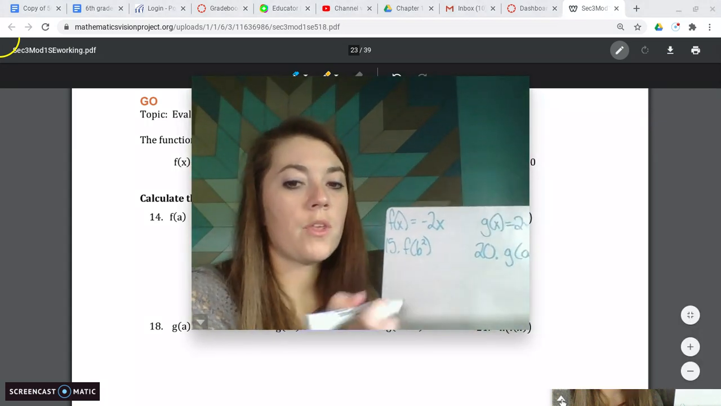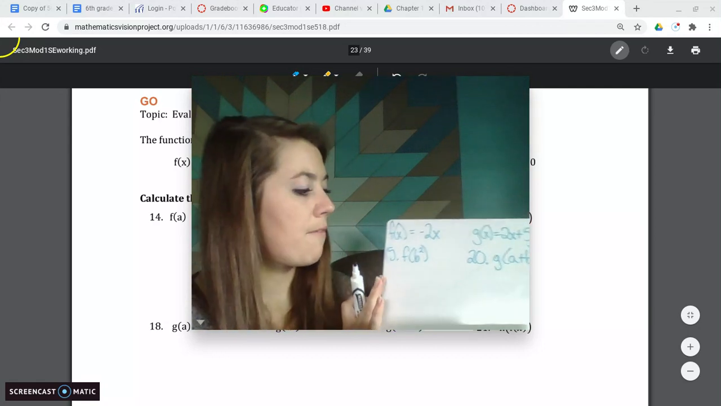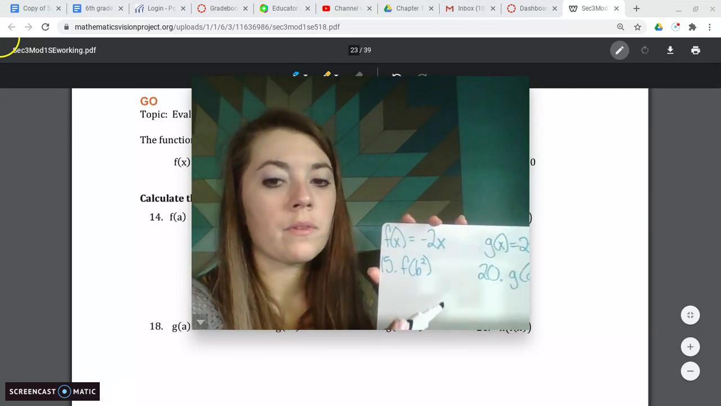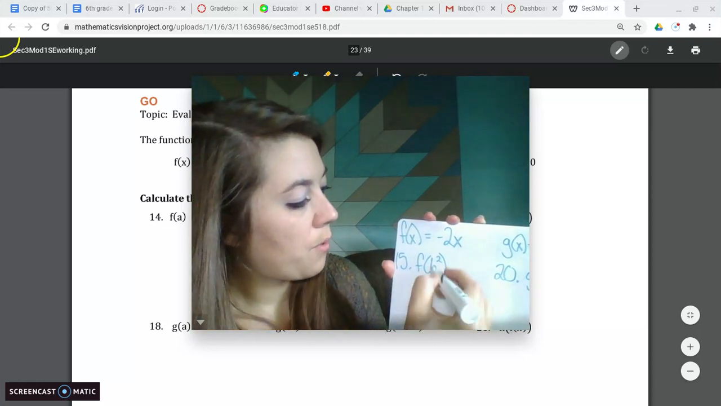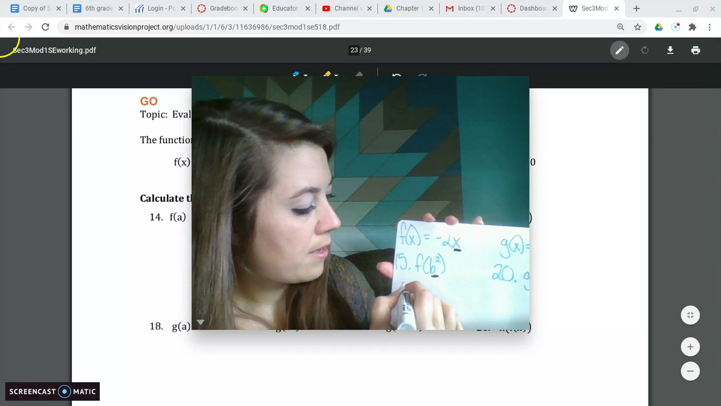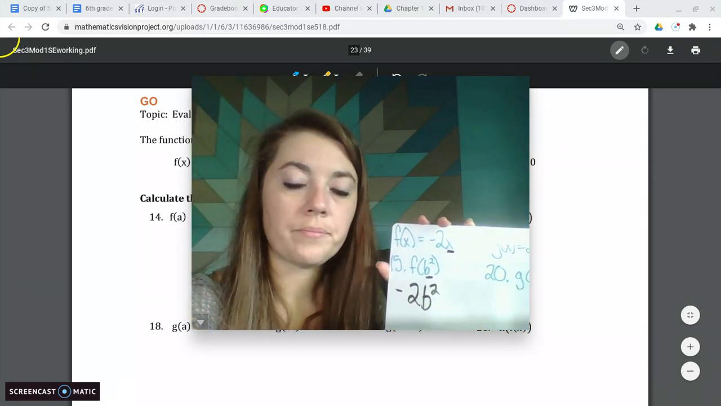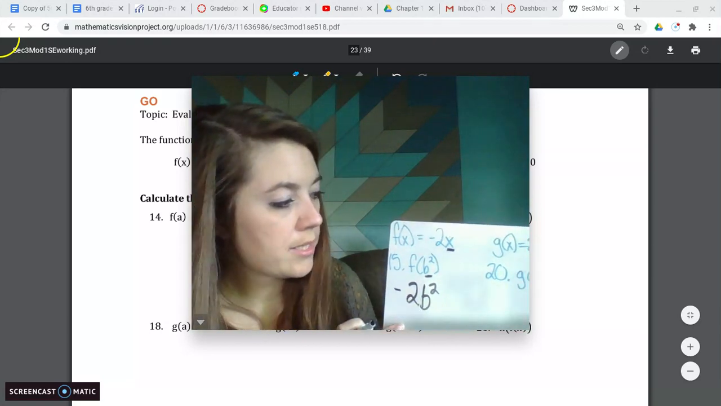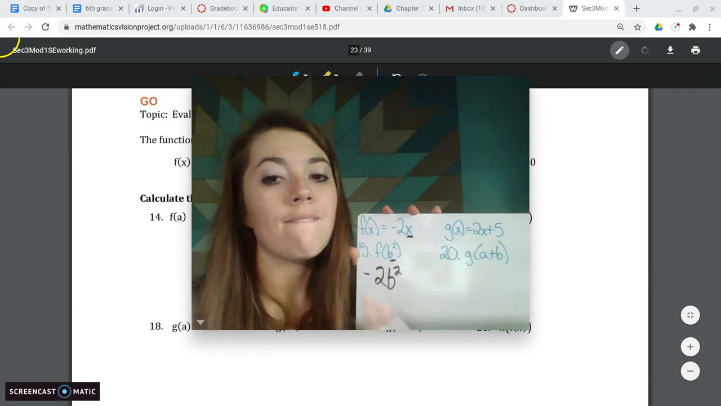The first one I'm doing with you is 15, f of b squared. So we use our f of x function, which is right here. Sorry, trying to adjust the light. So we plug the b squared in for x. So we're going to have negative 2b squared. So there's our answer. Remember, those are typically the easier ones where we're just plugging in a single value.